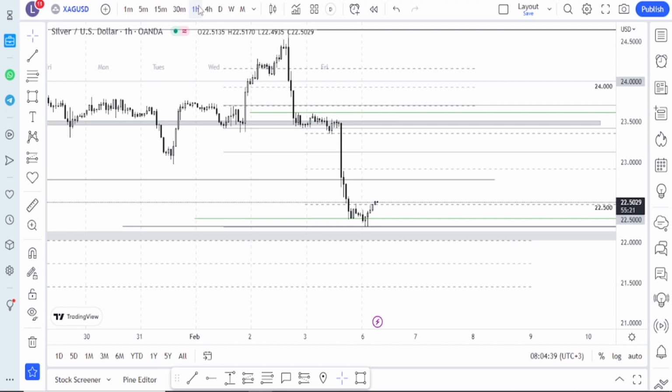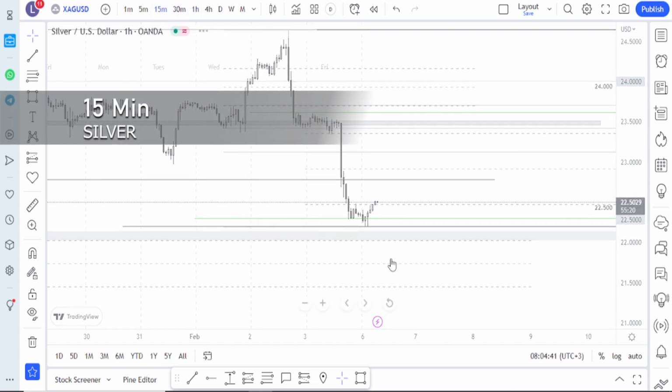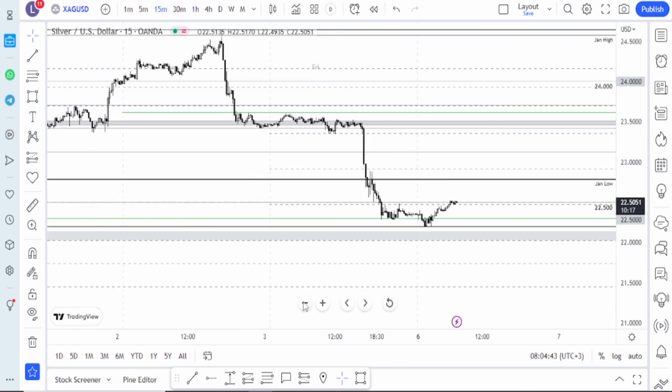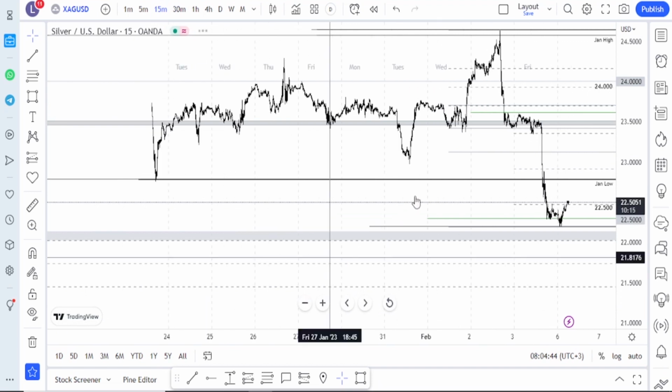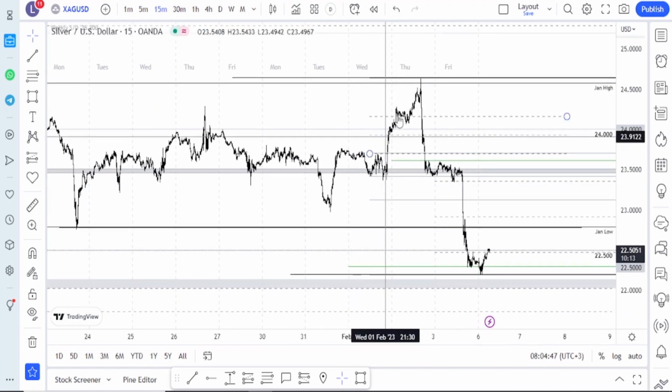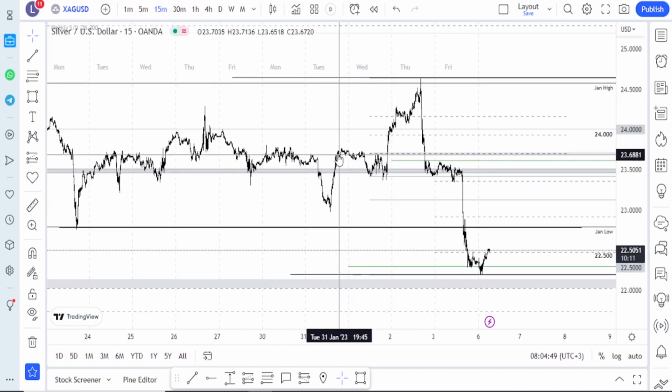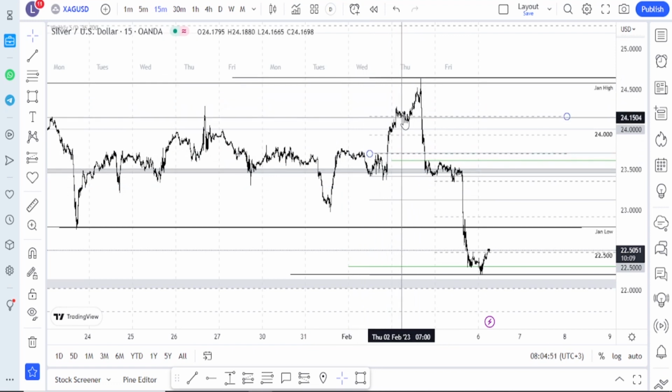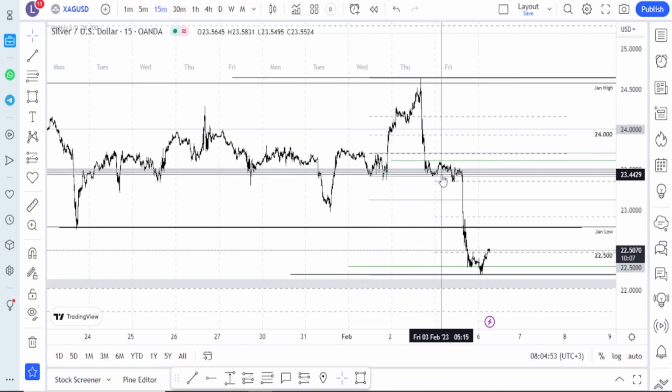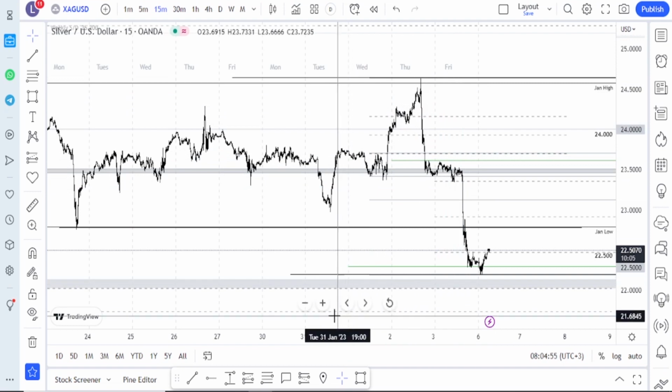So let's go to the lower time frames. Let's go to the 15 and check it out on the 15 minute. Our structure is here, here, here, here, here, then we traded lower. So this is our structure point.